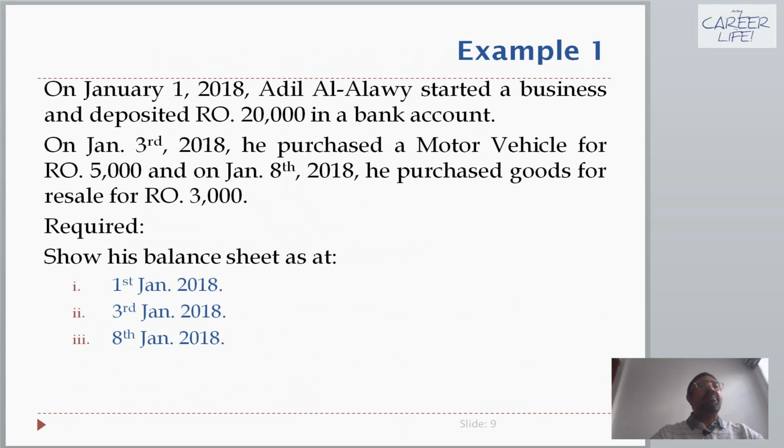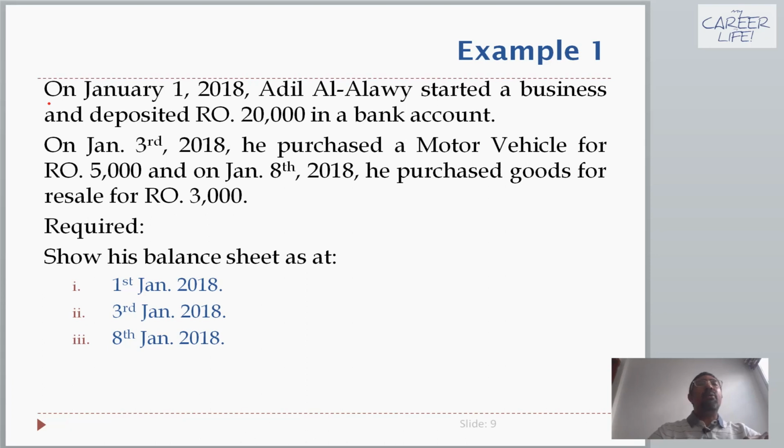We have looked at the balance sheet equation. Now let us look at an example and how we can treat the transactions in the balance sheet. So we have our first example there. The first example looks at Adil Al-Alawi, who on 1st of January started a business and deposited 20,000 into a bank account. The second transaction happened on 3rd of January. He purchased a motor vehicle for 5,000, and on 8th of January he purchased goods for resale for 3,000.